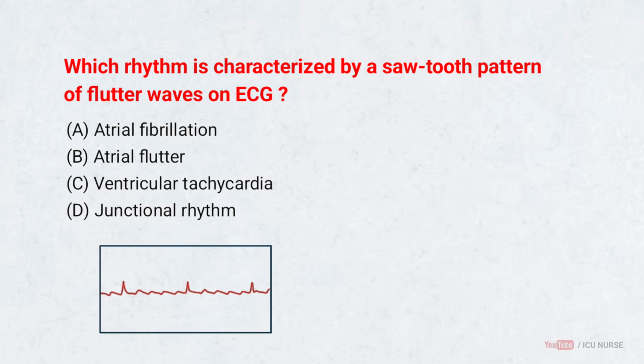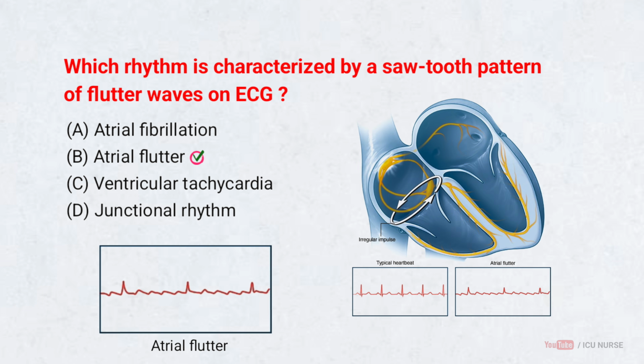Which rhythm is characterized by a sawtooth pattern of flutter waves on ECG? A. Atrial fibrillation. B. Atrial flutter. C. Ventricular tachycardia. D. Junctional rhythm. Correct answer B. Atrial flutter. Atrial flutter produces rapid regular atrial activity that appears as sawtooth shaped flutter waves, usually best seen in leads 2, 3 and AVF. The ventricles often conduct in a fixed ratio, such as 2:1 or 3:1.